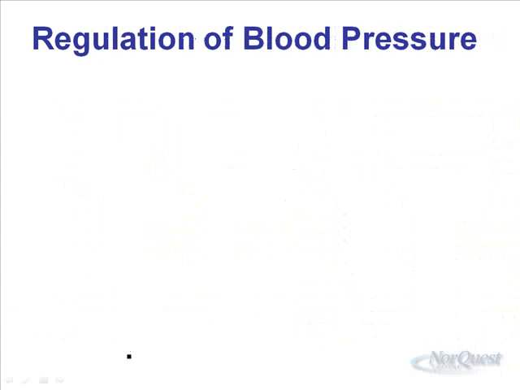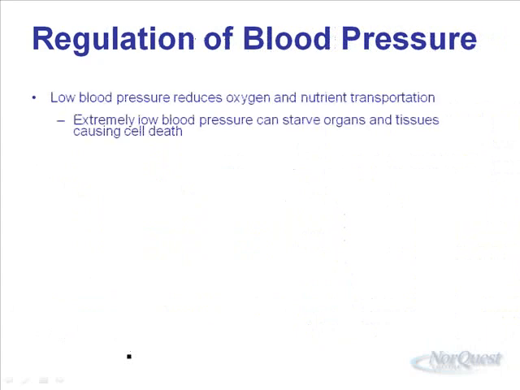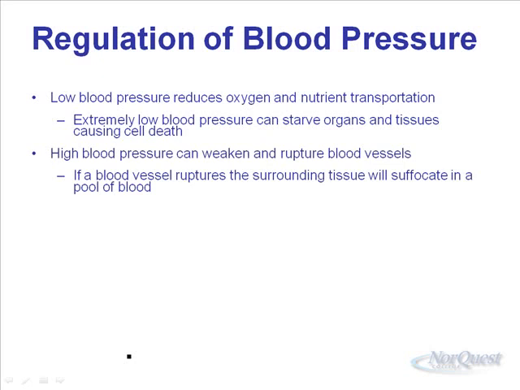So blood pressure can be regulated by our body to a certain extent. If our blood pressure gets too low, it reduces the amount of oxygen or nutrients that can be transported to the rest of our body. Extremely low blood pressure can cause organ starvation, because if the blood isn't getting out there quickly enough, then the organs themselves don't get enough oxygen or nutrients to function properly.